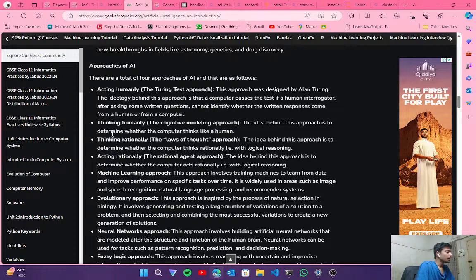Approaches of AI. There are a total of 4 approaches for AI that are disclosed.